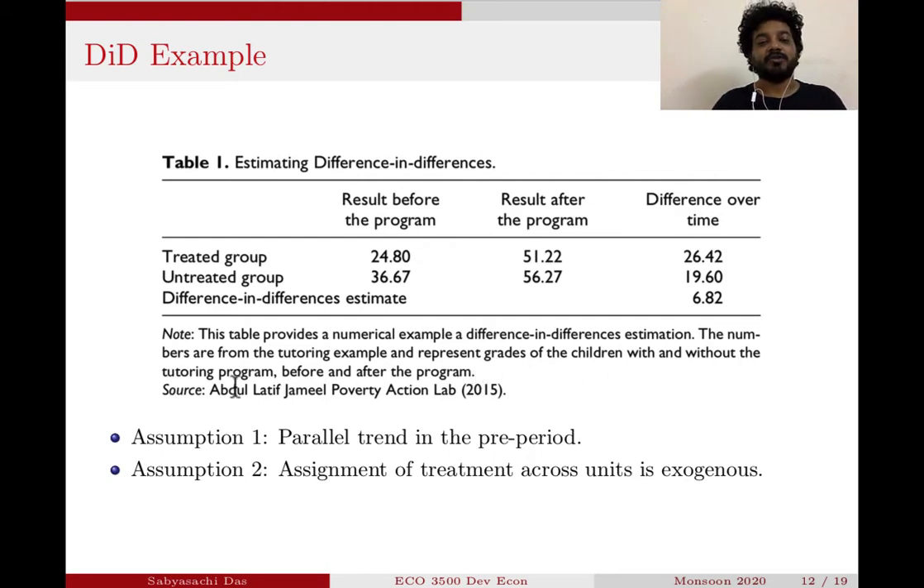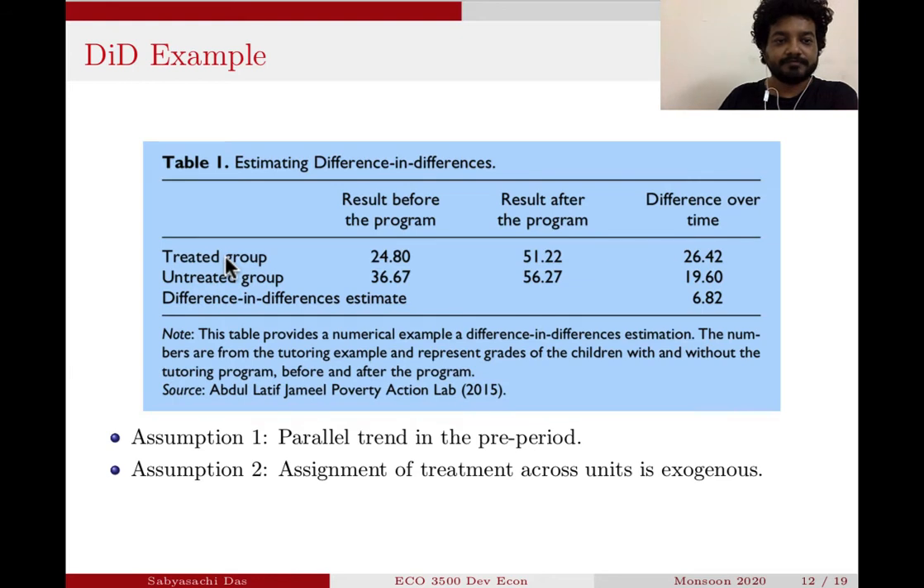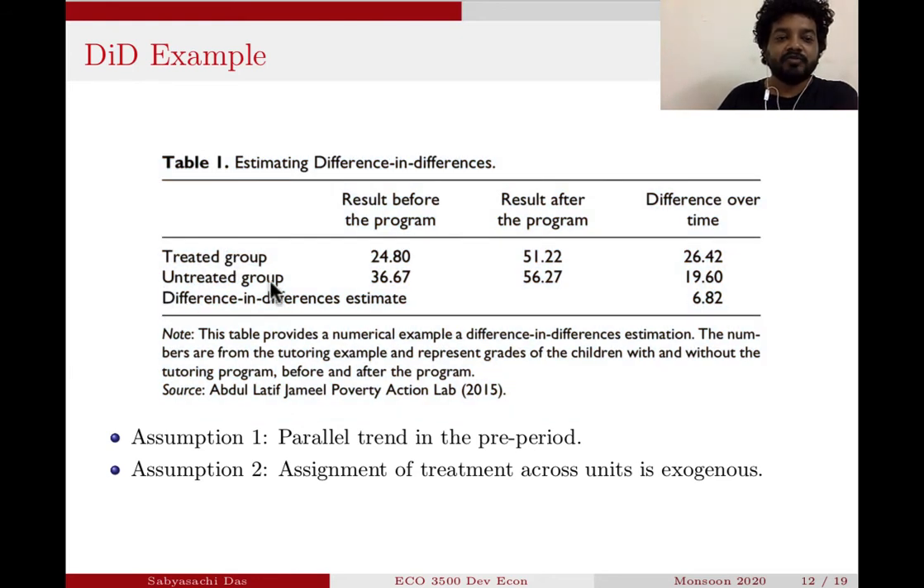It's a tutoring program. There was a tutoring program to increase the learning outcome of the children, and it was given only on a subpopulation of the children. So that's the treated group. And then there is the untreated group, the kids who did not receive the tutoring program. Before the program got implemented, they first collected data on their grades in whatever subject in which they are receiving the tutoring. So this is the pre-program grades.